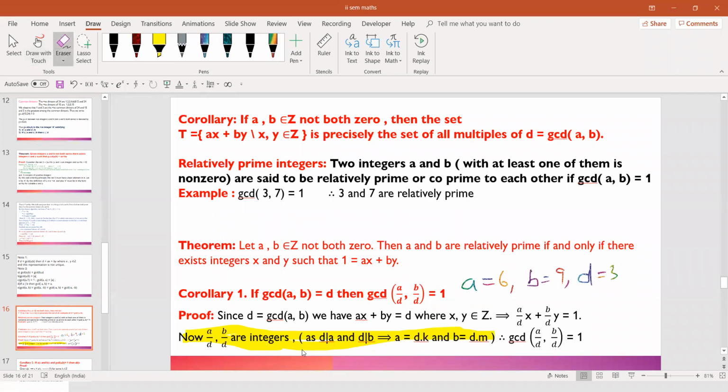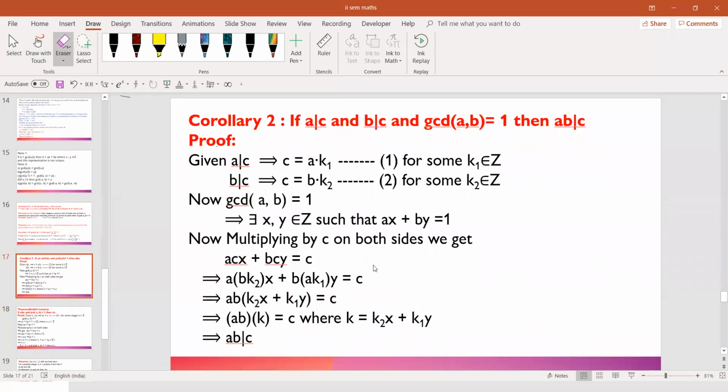Okay. So in my next slide, I have one more small result. Proof of this result, try to follow. What it says: if A divides C and B divides C, and the GCD of A and B equal to 1, then prove that the product AB divides C. These are important results which we will use later in the proof of some theorems.